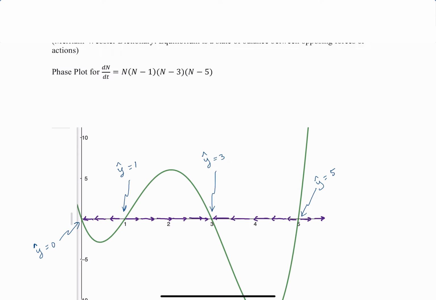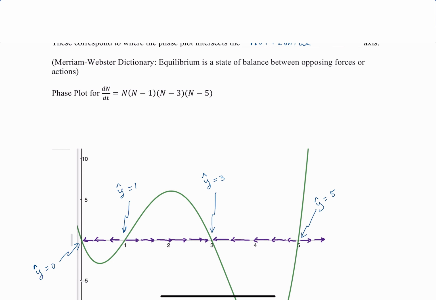So why are constant functions called equilibrium solutions? That's how we use the word equilibrium. So from the Merriam-Webster dictionary, equilibrium is a state of balance between opposing forces or actions. So it's a state where you're in balance. You're not changing, in other words. Another word for that is steady state. And a constant is totally a steady state.